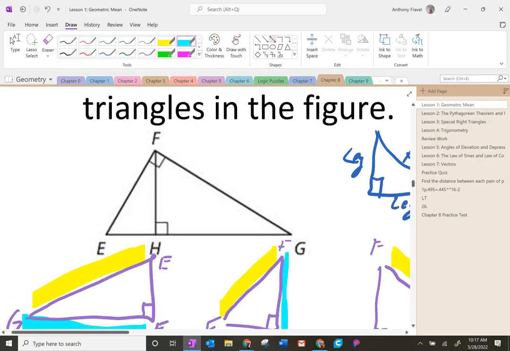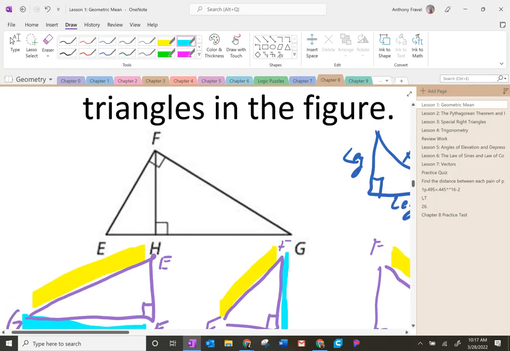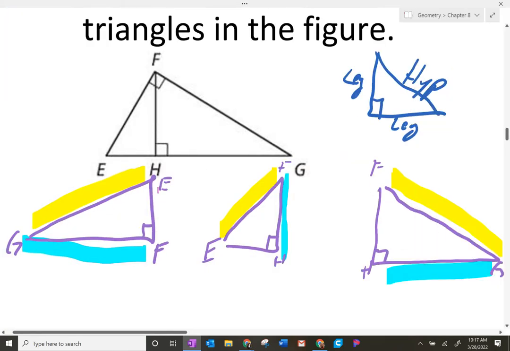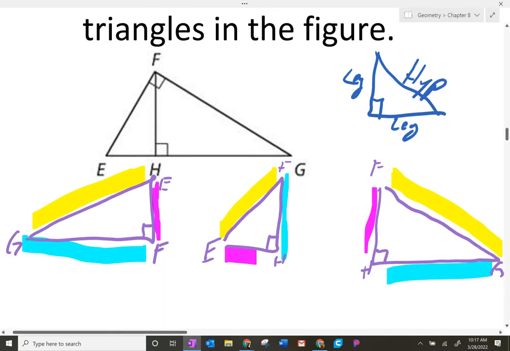So I'll just get one more highlighter just to show that last piece. Whoops, that was the wrong highlighter. So I've got that side, I got that side, I got that side. So my similarity statement will be triangle G, F, E. So that's my first one, G, F, E.